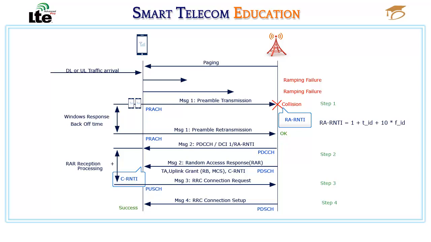Furthermore, a UE that has not received the downlink message in Step 4 within a certain time from the transmission of the uplink message in Step 3 will declare the random access procedure as failed and need to restart from the first step.